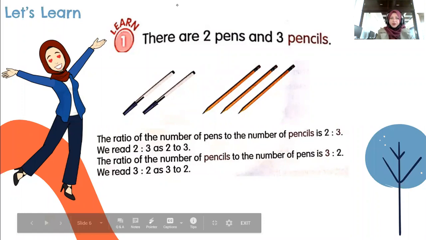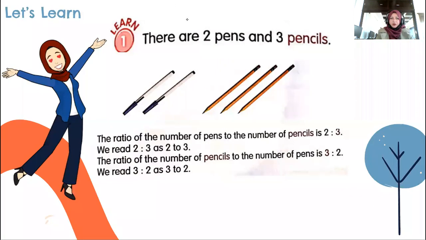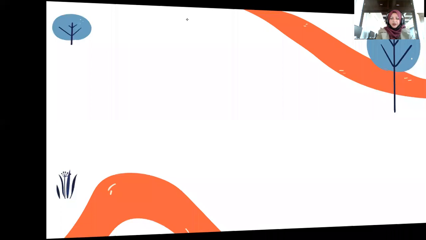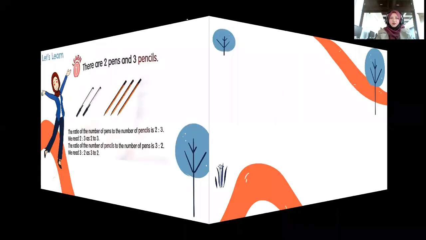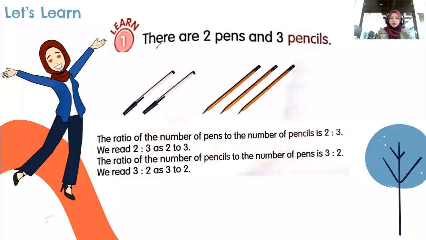How many pens are there? There are 2 pens and there are 3 pencils. So how do you write them? When writing in ratios, how do we write them? There is 2 to 3 ratio. The important thing while writing ratios is the sequence of the numbers.